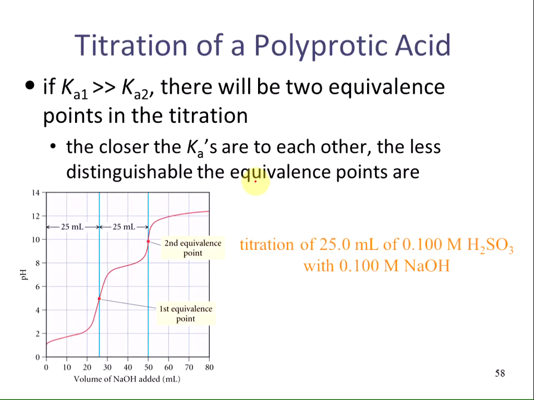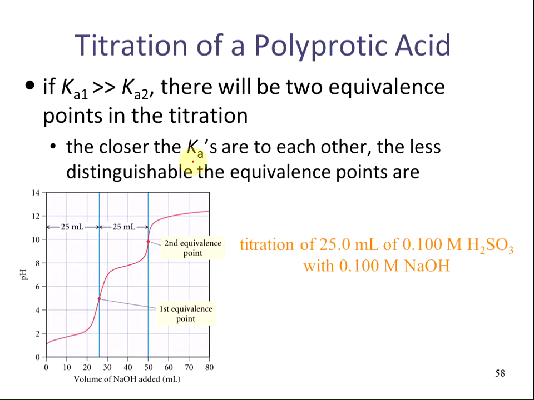Now, you won't do a titration of a polyprotic acid in lab, but we're going to discuss it some here. If the first Ka, so the dissociation constant for the first acid, is much larger than the acid dissociation constant for the second proton, there will be two equivalence points in the titration. And the closer those Ka values are to each other, the less distinguishable the equivalence points are.